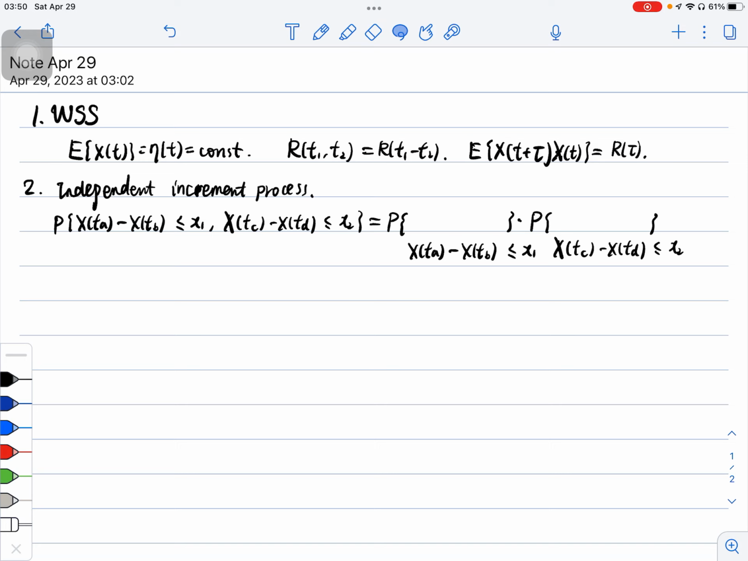For any non-overlapping intervals, clearly independent increments implies uncorrelated increments. Poisson process, random walk, and the Wiener process are independent increment processes.